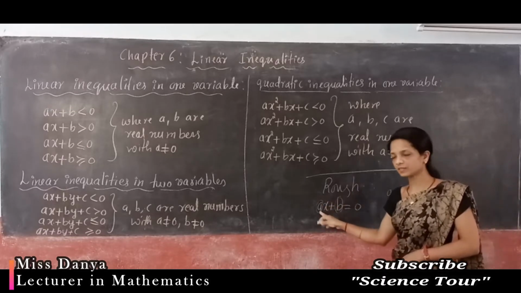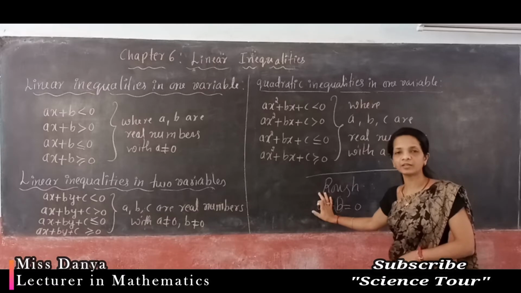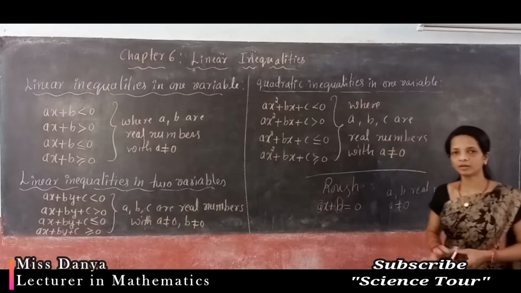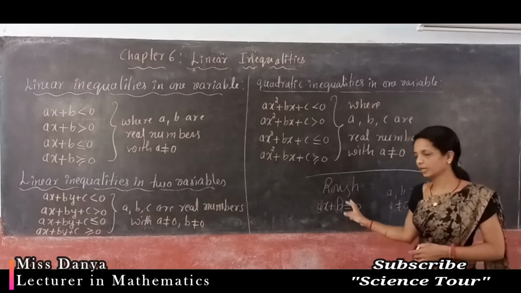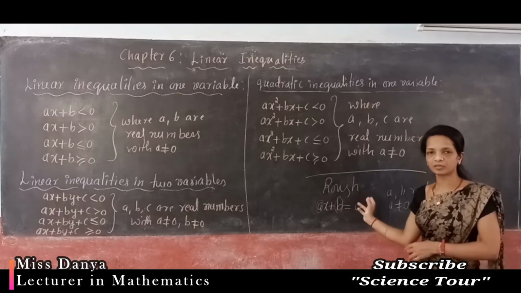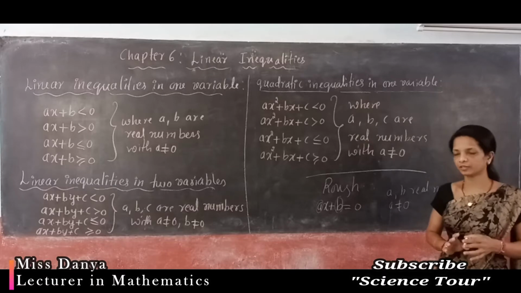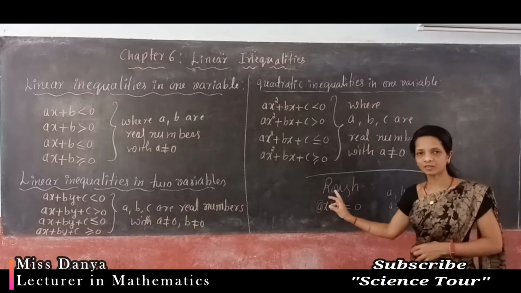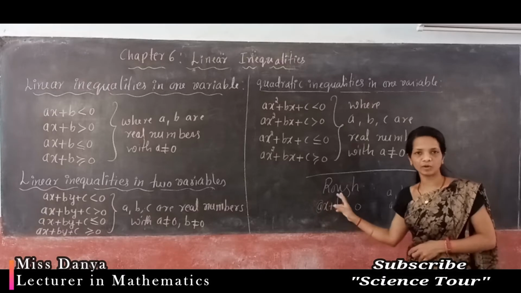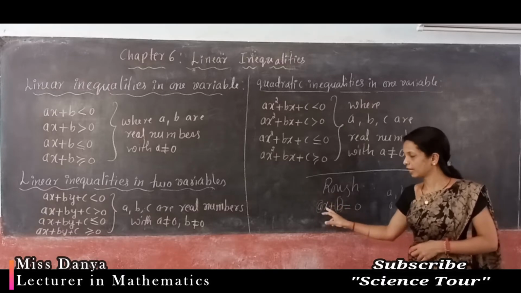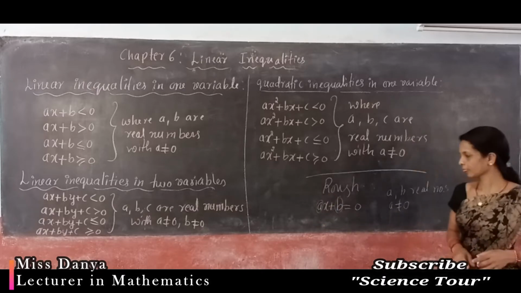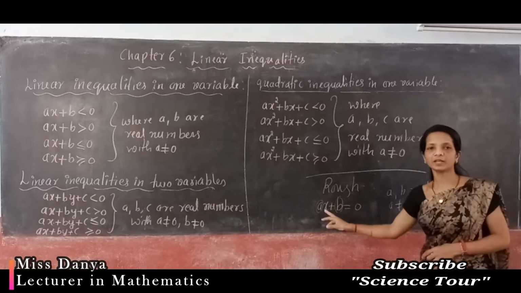If a is 0, then this term will not be there, right? Then you have b is equal to 0, and that will not be an equation in one variable. It will be a number, one number equal to 0. For that reason, since that is a linear equation in one variable, the coefficient of that variable, that is a, should not be 0.